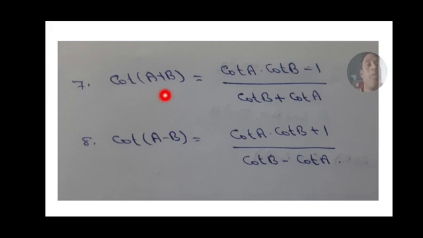Cot of a plus b equals cot a into cot b minus 1 by cot b plus cot a, and cot of a minus b equals cot a into cot b plus 1 by cot b minus cot a.